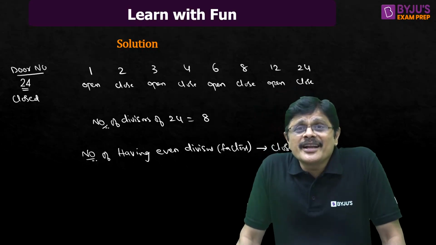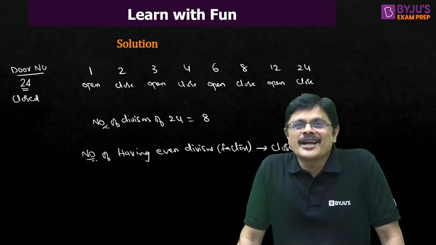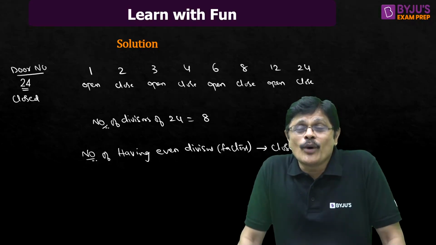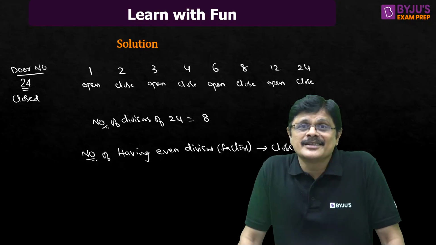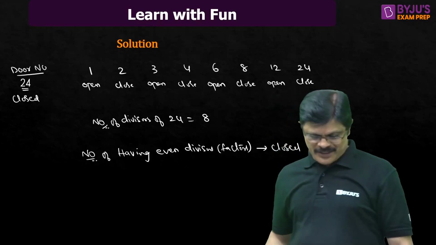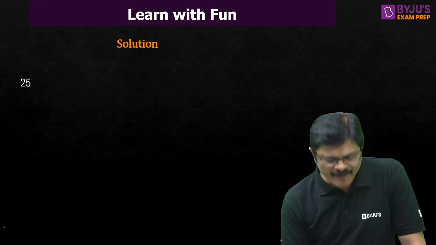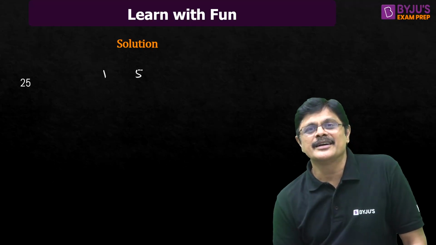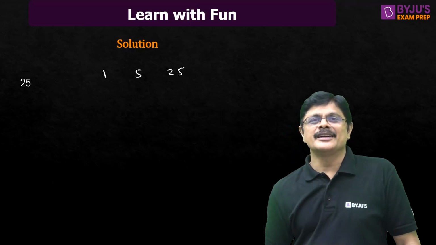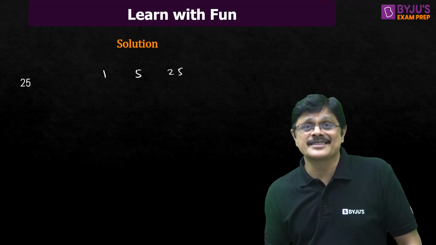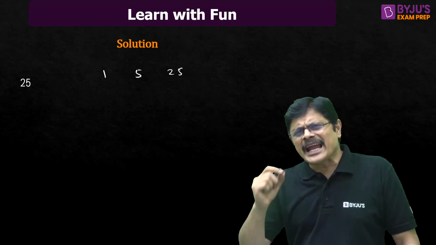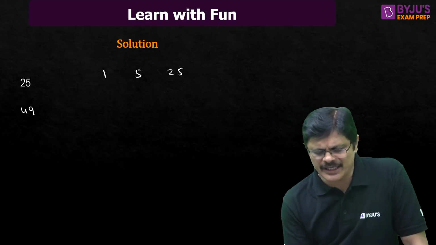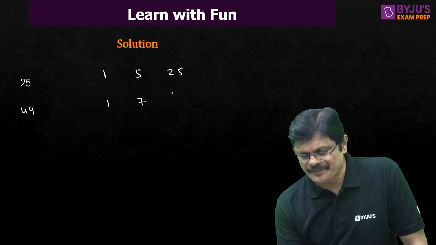Now, what are the numbers which have odd factors? Those will ultimately be opened. And that is the solution for this particular problem, my dear friends. If you take any perfect square, for 25, what are the factors? 1 is a factor, 5 is a factor, then 25 is a factor. It has an odd number of divisors. Take another perfect square, 49: 1, 7 and 49.